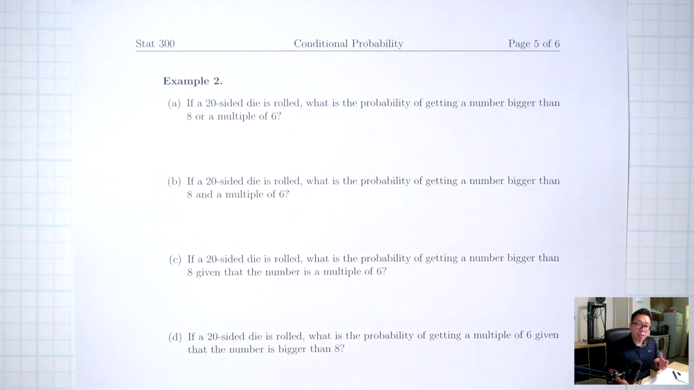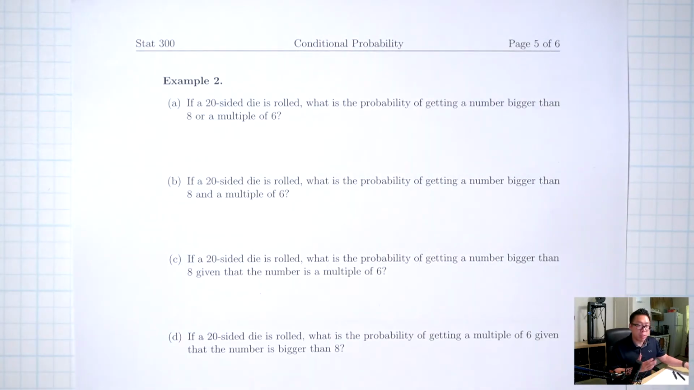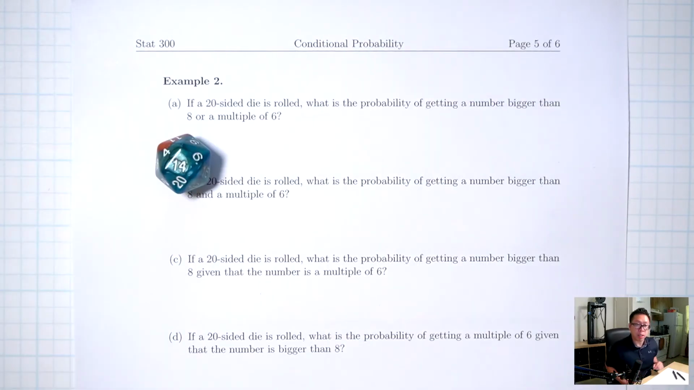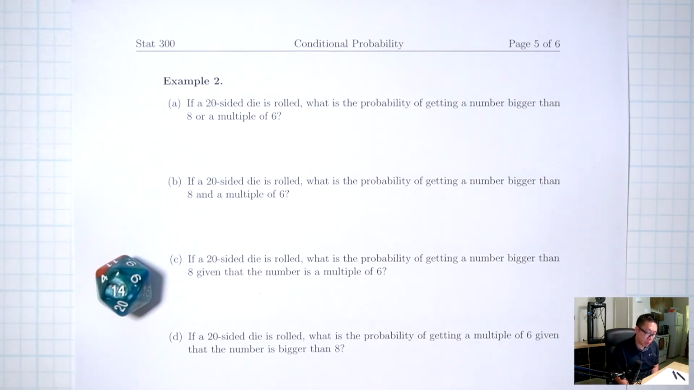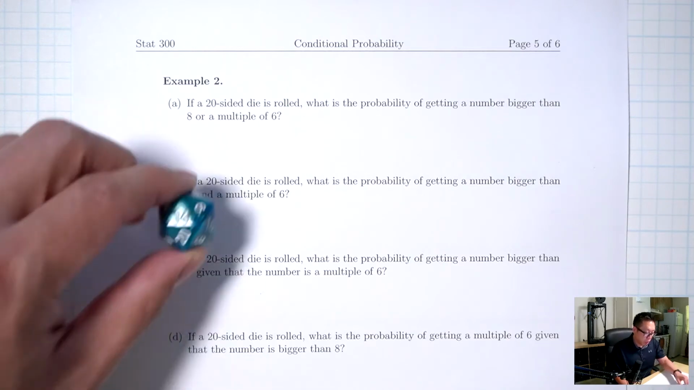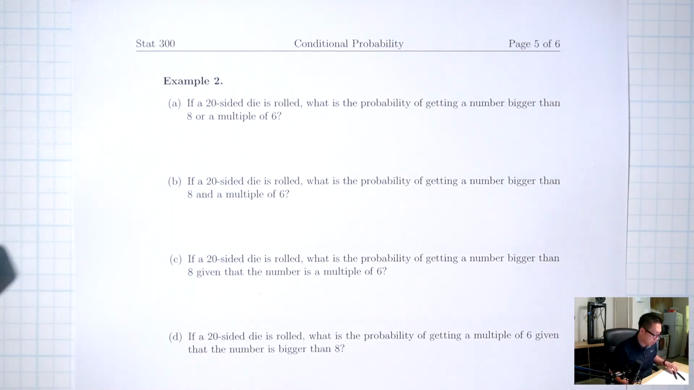All right, so we just got done talking about conditional probability, multiplication rule, and at least 1 problems in the context of a table and picking people. So now let's talk about those 3 same concepts with rolling a die. Part A, if a 20-sided die is rolled, what's the probability of getting a number bigger than 8 or a multiple of 6? When I roll this dice, what are all the numbers I can get? I can get a 1, 2, 3, 4, all the way up to 20, because it's a 20-sided die.